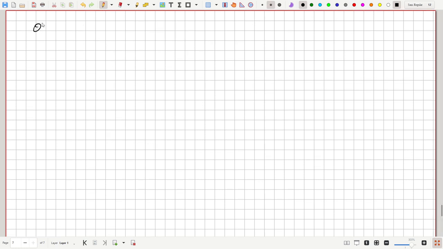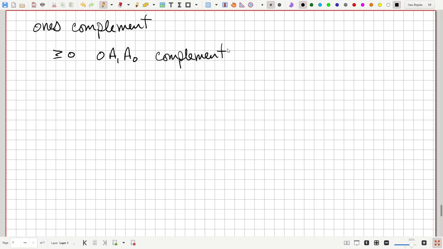One approach to representing negative numbers is called ones complement. Going back to the sign bit idea, say we have a number that's greater than or equal to zero, it's non-negative, and we write it with a zero sign bit, and then let's limit ourselves to two binary digits, A1 and A0. To complement this means to just do the not operation on each one of the bits. So 0 becomes 1, A1 becomes not A1, and A0 becomes not A0.